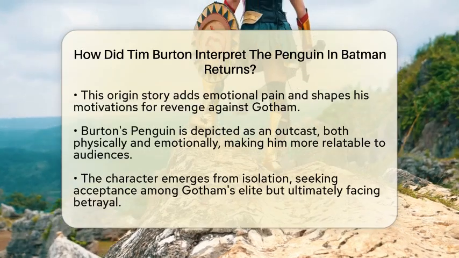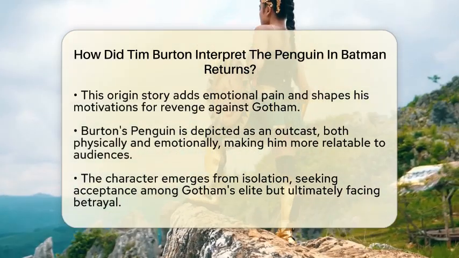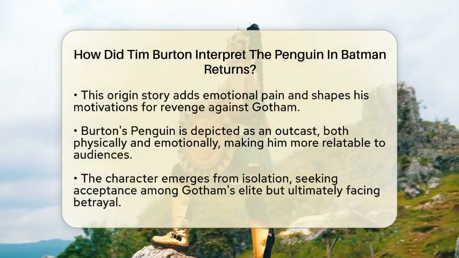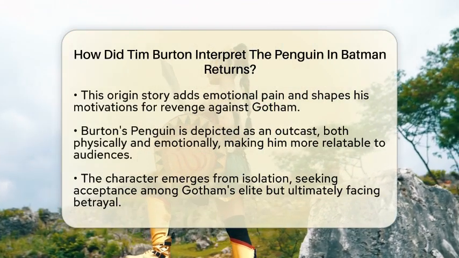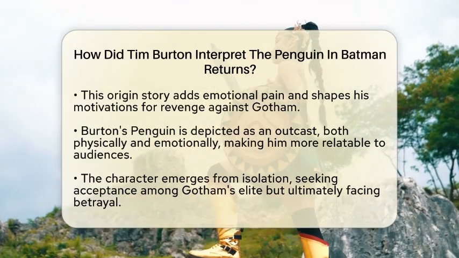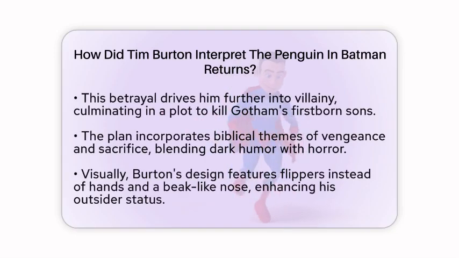As the film unfolds, the Penguin emerges from the sewers after years of isolation. He seeks acceptance from Gotham's elite, initially finding a place among the socialites. However, his true nature is eventually revealed, leading to betrayal. This betrayal drives him deeper into villainy, culminating in a plot to kill the firstborn sons of Gotham. This plan reflects biblical themes of vengeance and sacrifice, showcasing Burton's ability to blend dark humor with horror.